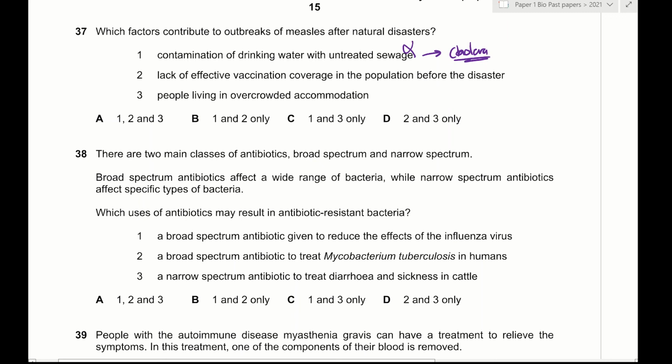2. Lack of effective vaccination coverage. Yes, of course, if the people are not vaccinated, there is a common outbreak. 3. People living in overcrowded accommodation. As we all know, measles is a virus, so it could be transferred by airborne droplets. So 2 and 3 is correct, and 1 is incorrect.